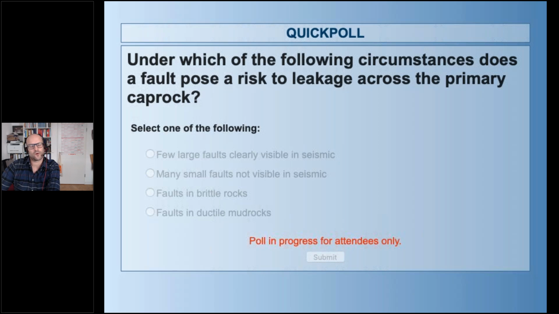So what do you think? Not sure if you can actually give multiple answers. So if you cannot, then just pick the one that comes to your mind first. So which one of these would have the biggest effect on fault leakage?